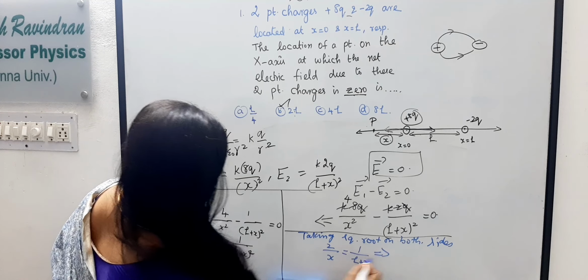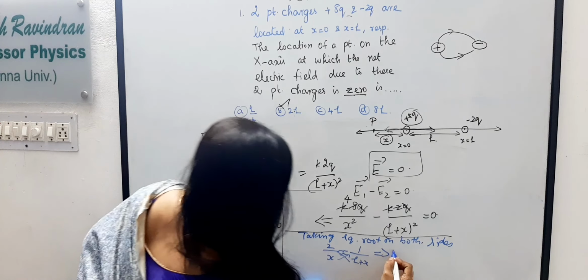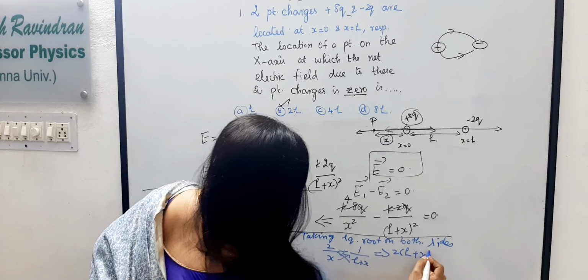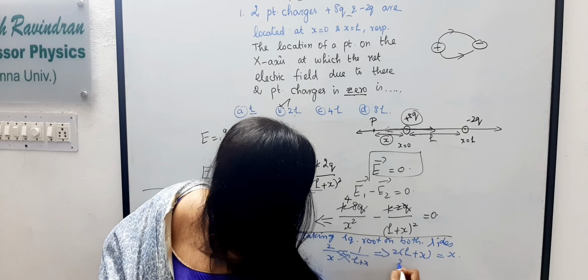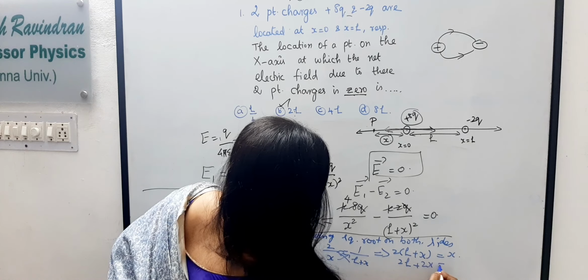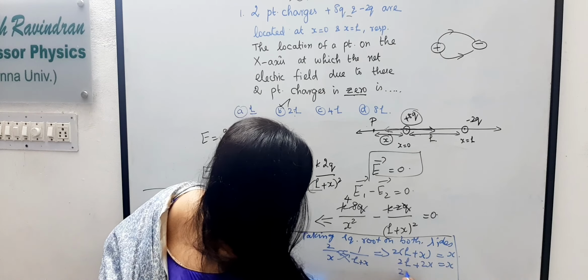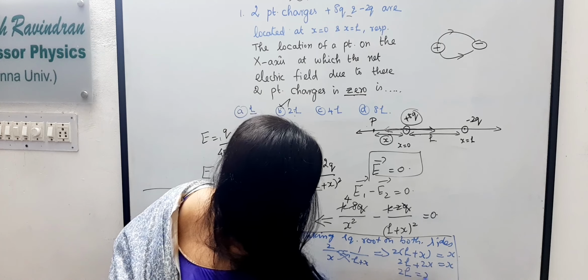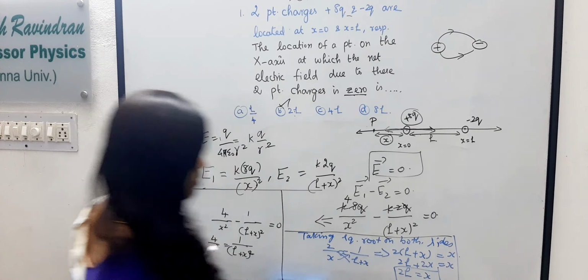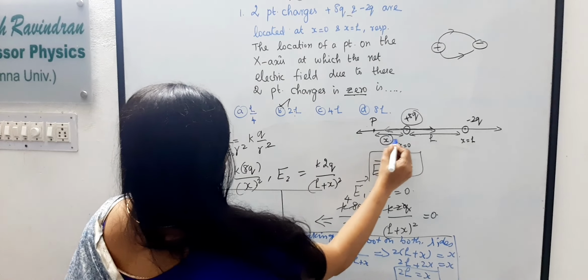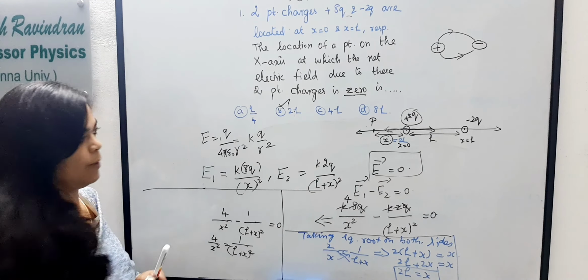If you take the square root and then cross multiply, you will have 2 into L plus x is equal to x. Then 2L plus 2x is equal to x. Then if you bring 2x to the other side, x is equal to minus 2L. So what is the distance now? x is equal to 2L in magnitude. The answer is 2L.